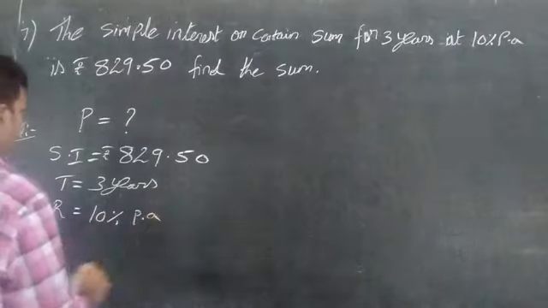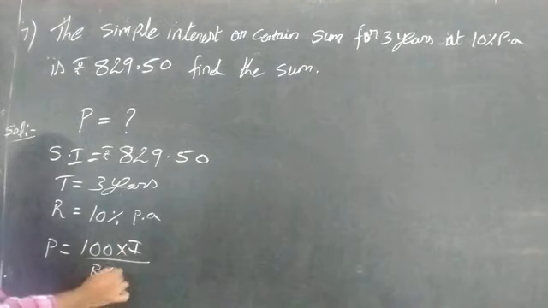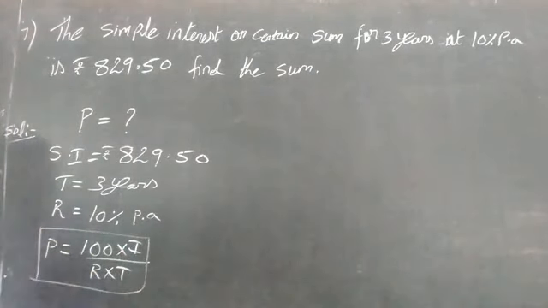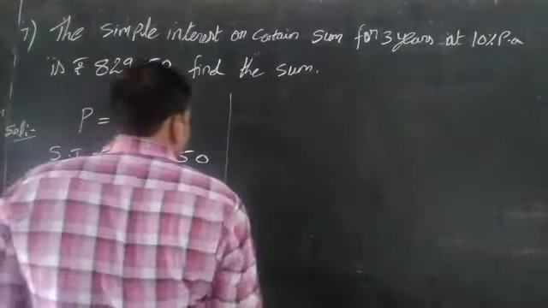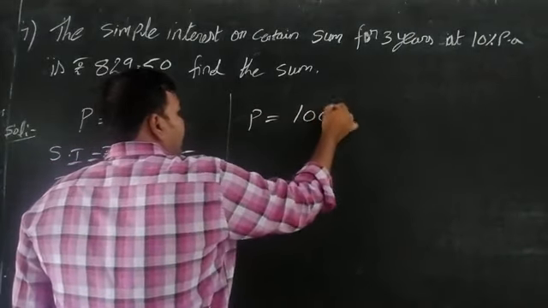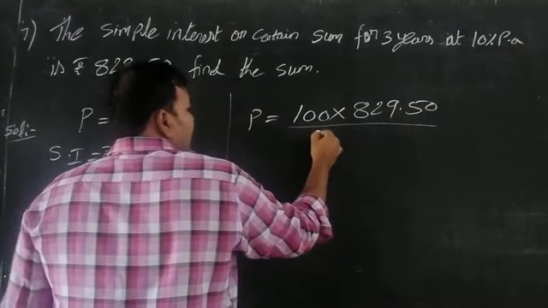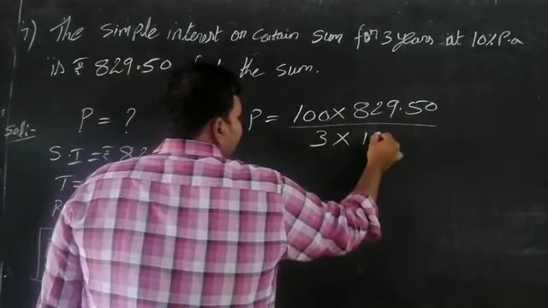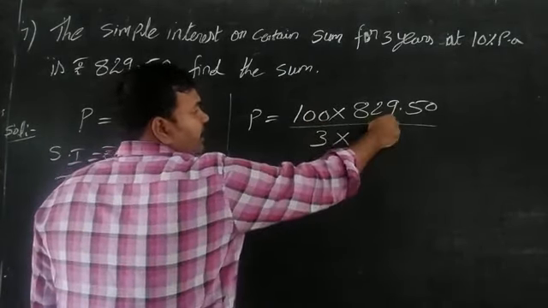This is the given sum. We have to write the formula: P is equal to 100 into I by R into T. See this sum carefully here. The simple interest on a certain sum of money is given, I is equal to 829.50. Substituting in the formula, P is equal to 100 into 829.50 by 3 into 10, where the time is 3 years and the rate is 10%. So, direct multiplication, P is equal to 100 into 829.50.